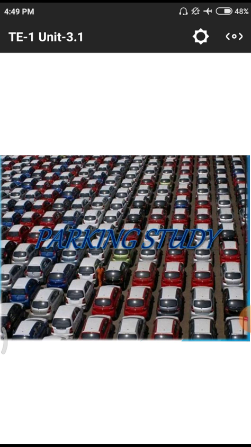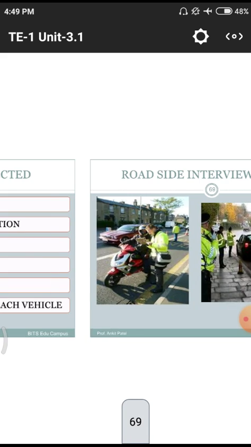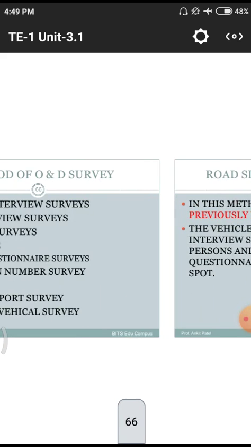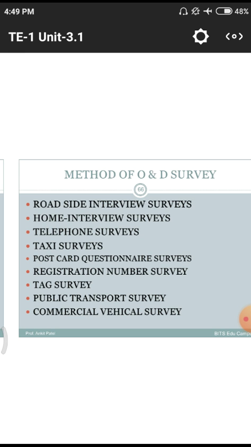Where are the parking studies useful, and what are the different studies involved? In the previous class we discussed origin and destination studies. Origin means the point where we start a particular journey. Destination means the final point of the journey. Suppose today we want to see the Vizag port: our origin point is home, and the final point, the destination, is Vizag port.